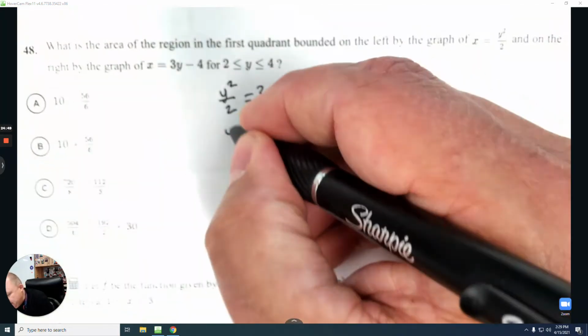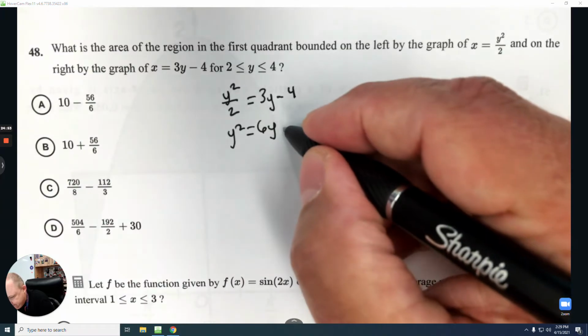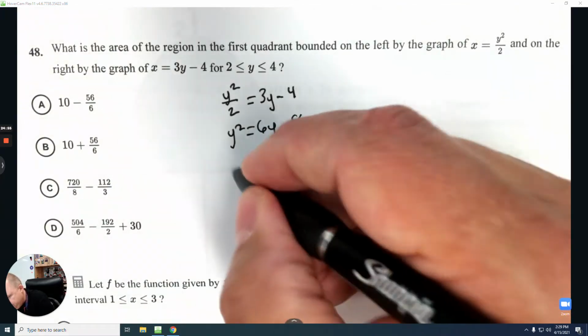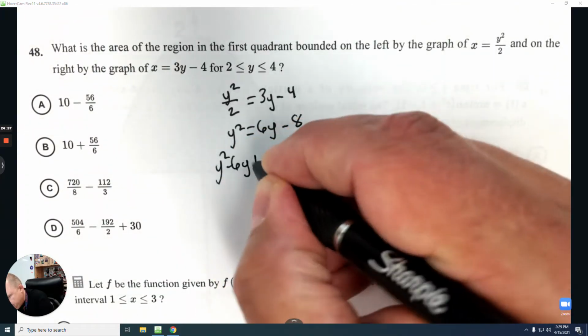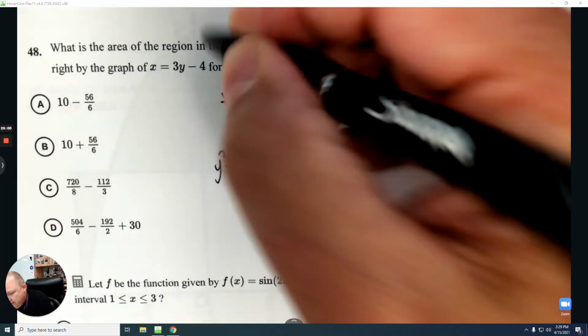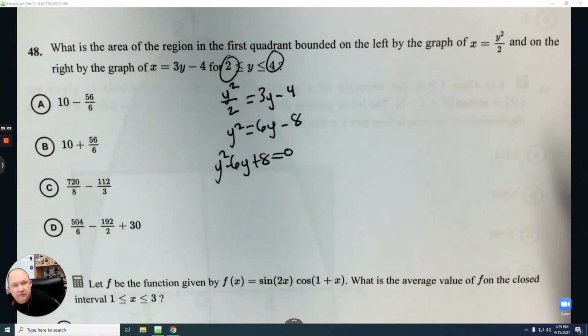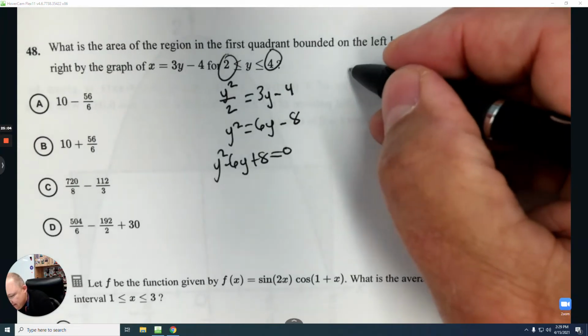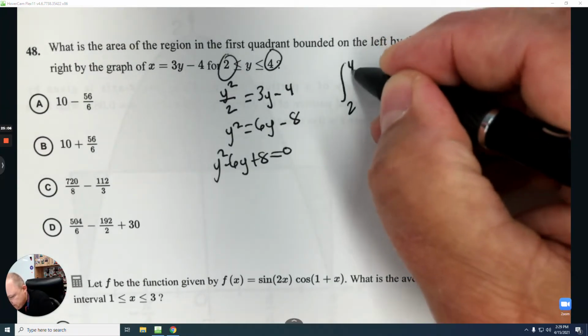I'm going to multiply everything times 2. I kind of want to know where the upper and lower bounds are. Oh, it even gives it to me. So why am I doing that? It's from 2 to 4. And if you'd answer, it'd be 2, 4. So first of all, I'm going to integrate from 2 to 4.